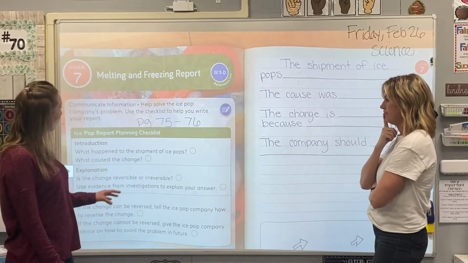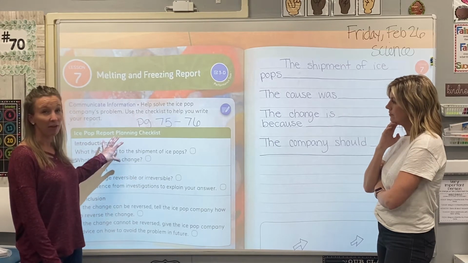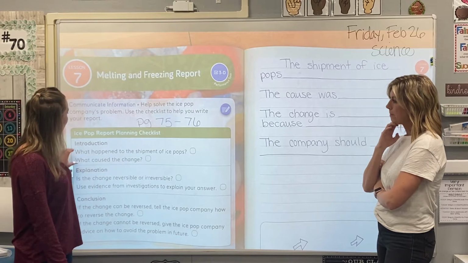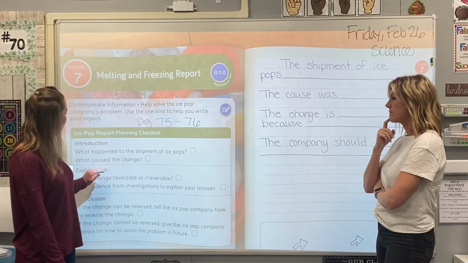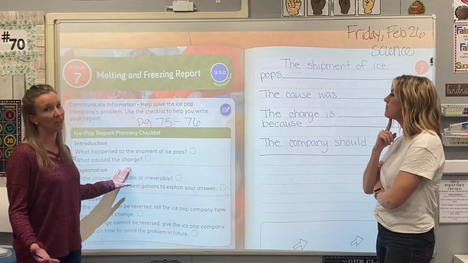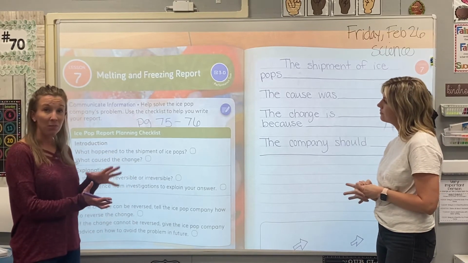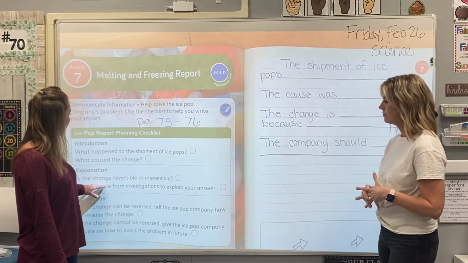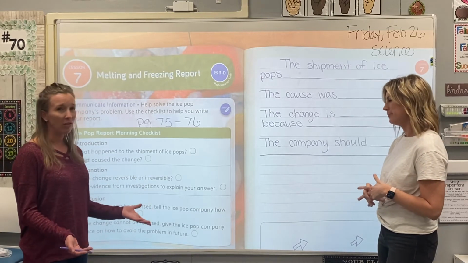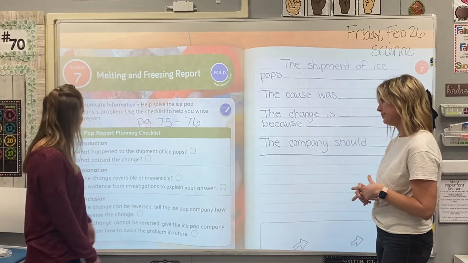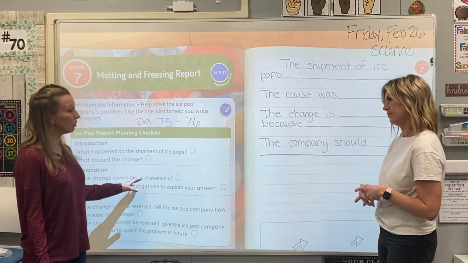You bet. All right, so we're going to be writing a paragraph, but we're going to break it down into a few different sections. So we have our introduction, that's going to be the beginning. And in the introduction, we need to explain what happened to the shipment of ice pops. And we also need to know what caused that change. Now, when we get down to the explanation, that's going to be the middle of our paragraph. We're going to be describing whether or not the change is reversible or irreversible. So that's just like the orange juice and the egg. Whether or not it can go back to its original form or not. And we're going to be using evidence from the investigations that we've done already in class to explain our answer.